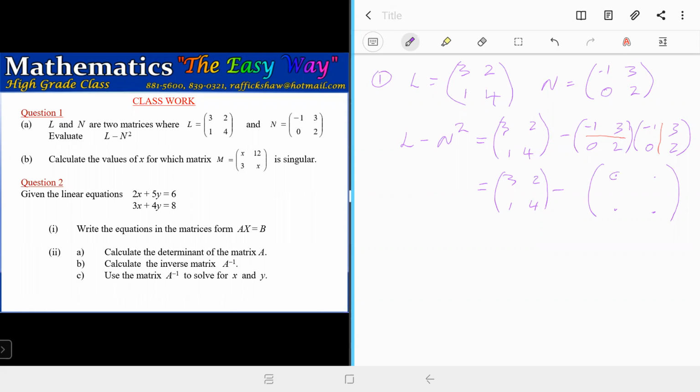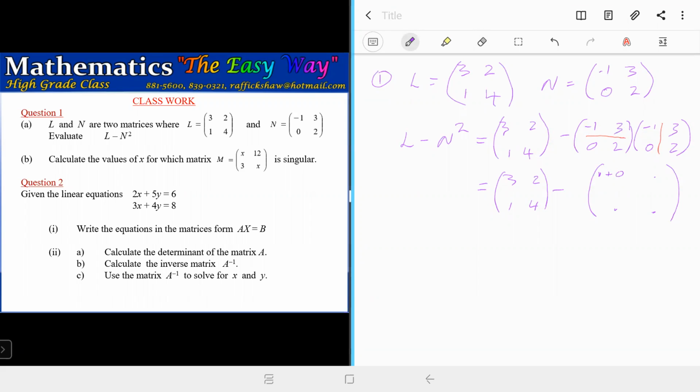So this first element that we want is in the first row and the first column. So multiply this first row by this first column. First element by first element, second element by second element. So it's -1 times -1 and 3 times 0. -1 times -1 is 1, 3 times 0 is 0.